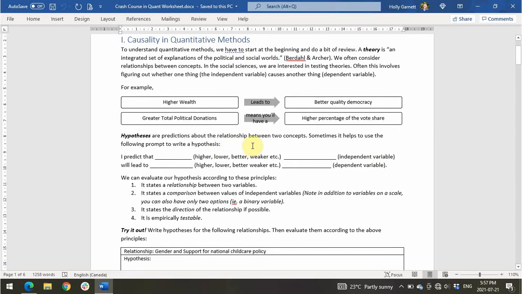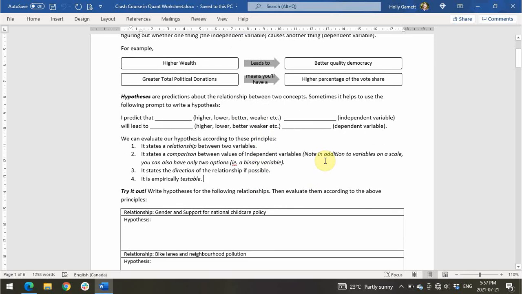Essentially, hypotheses are predictions about these relationships between two concepts. Sometimes I like to use this prompt to write a hypothesis: I predict that, using any variation of this independent variable, higher, lower, better, weaker, it is or it isn't, is going to lead to, again, variation, higher, lower, better, weaker, is or isn't, of the dependent variable. So I predict that higher wealth is going to lead to a better quality of democracy. Or I predict that a greater amount of donations are going to lead to a higher percentage of the vote share in an election.